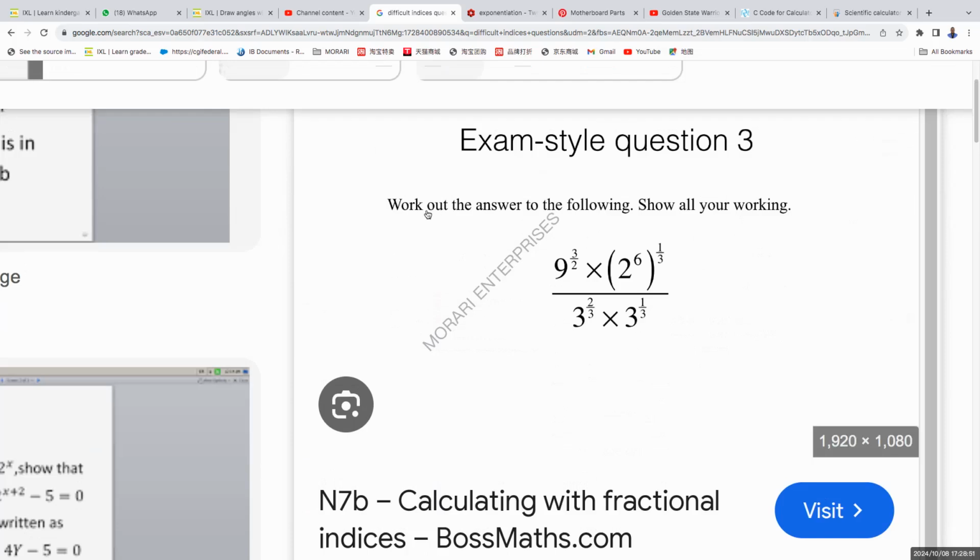Okay, so look at this one. They say, work out the answer to the following. Show all your workings. Good. So they say this one will lead to probably one answer. So first you have to observe it. There's something about observation. If you observe here, what are you seeing?